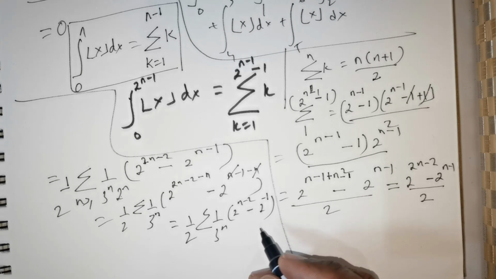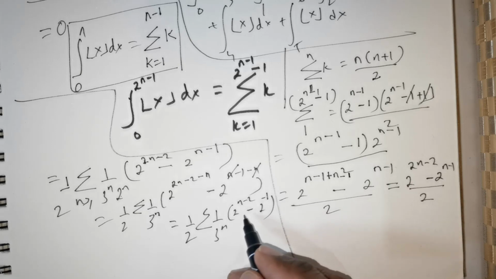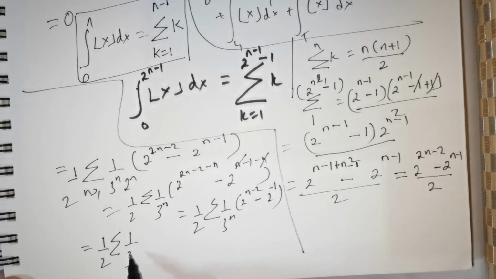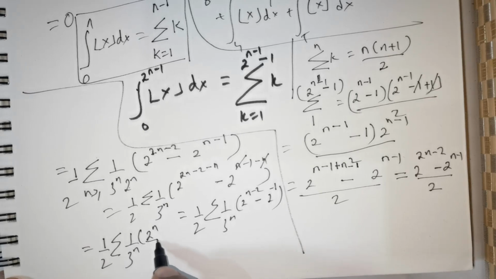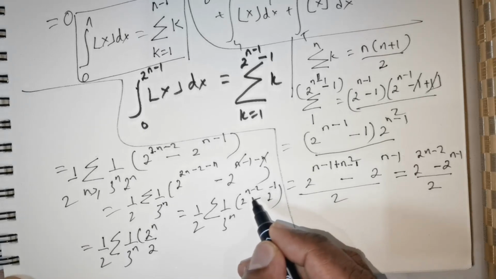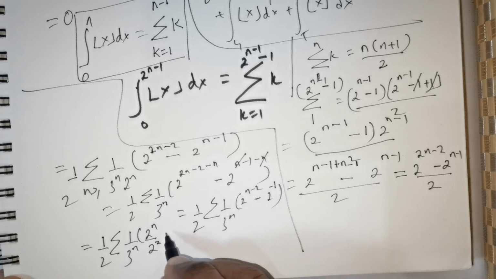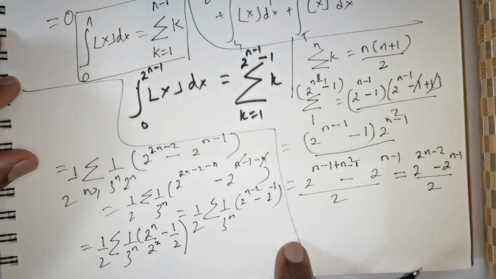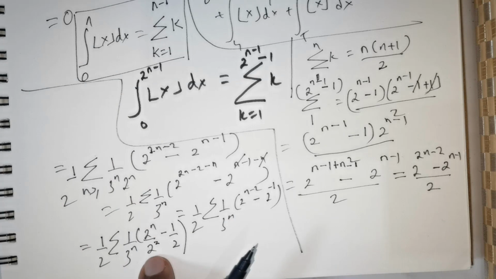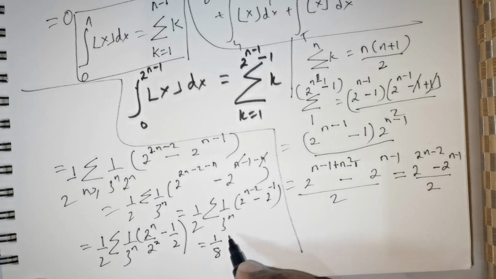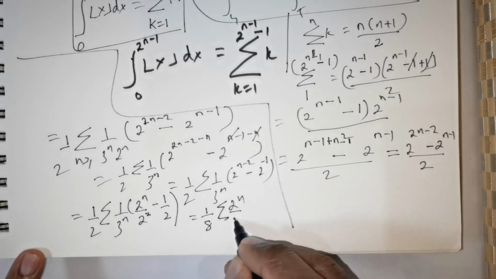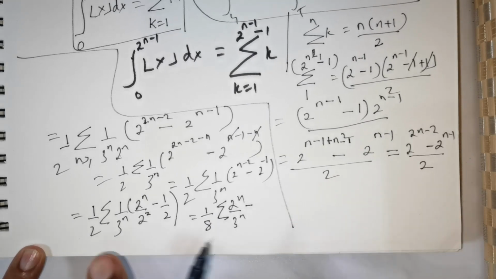Now, this can be simplified. So, if you were to simplify this, this is going to be 1 over 2 sigma 1 over 3 raised to the power of n. This is 2 raised to the power of n divided by 2. Right, 2 raised to the power of negative 2 is going to be 2 squared, negative 1 over 2, right? So sigma is actually coming all over, and this is 2 squared. I can take this 2 squared out. So 2 squared is 4, 4 times 2 is 8. So this is 1 over 8 sigma 2 raised to the power of n divided by 3 raised to the power of n. This is one quantity, negative.